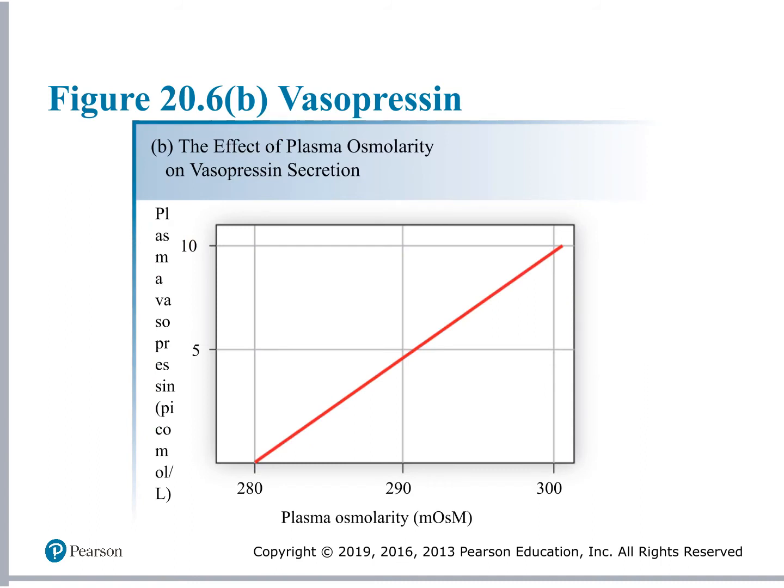This picture is showing you that there's a direct proportional relationship between the amount of vasopressin released and the plasma osmolarity. So as the plasma osmolarity increases, the amount of vasopressin being released increases until the osmolarity comes back down to normal.